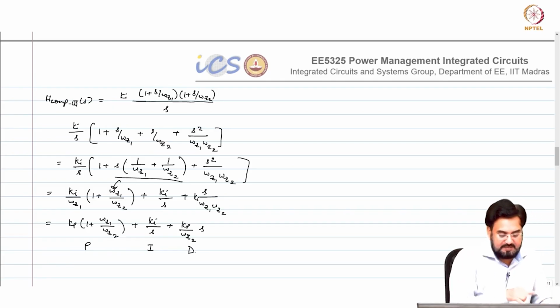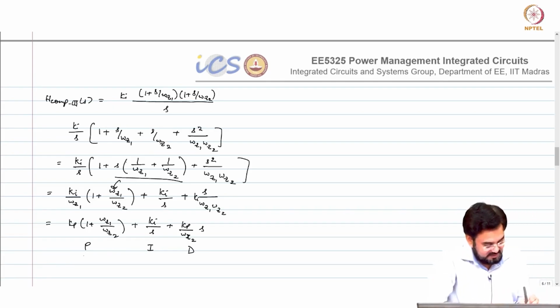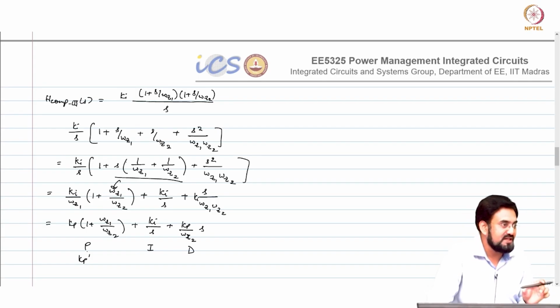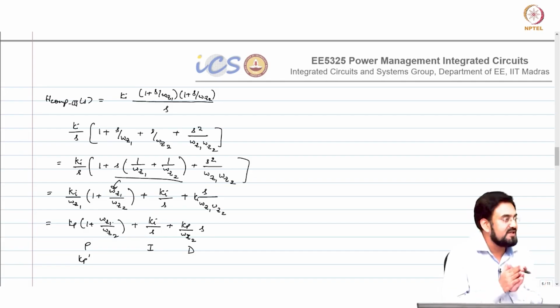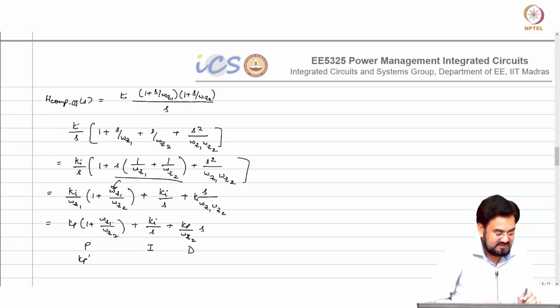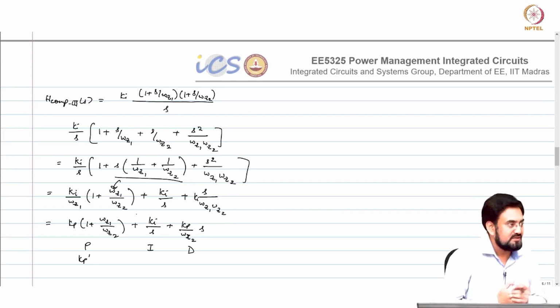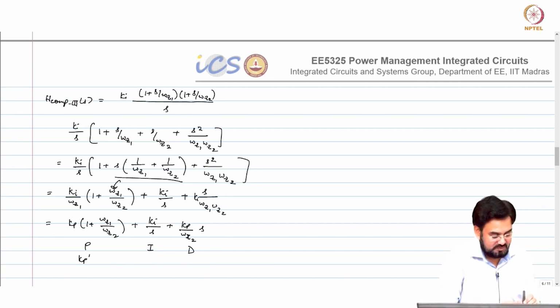And if you know the Kp, so this becomes your, I will call it Kp dash, because Kp we already defined here. Now because of that second zero, your proportional gain will be affected. So if you make omega z1 and omega z2 separated out, then this factor will be small, then your Kp will not get affected in that case. So let us say omega z1 is 1/10 of omega z2.